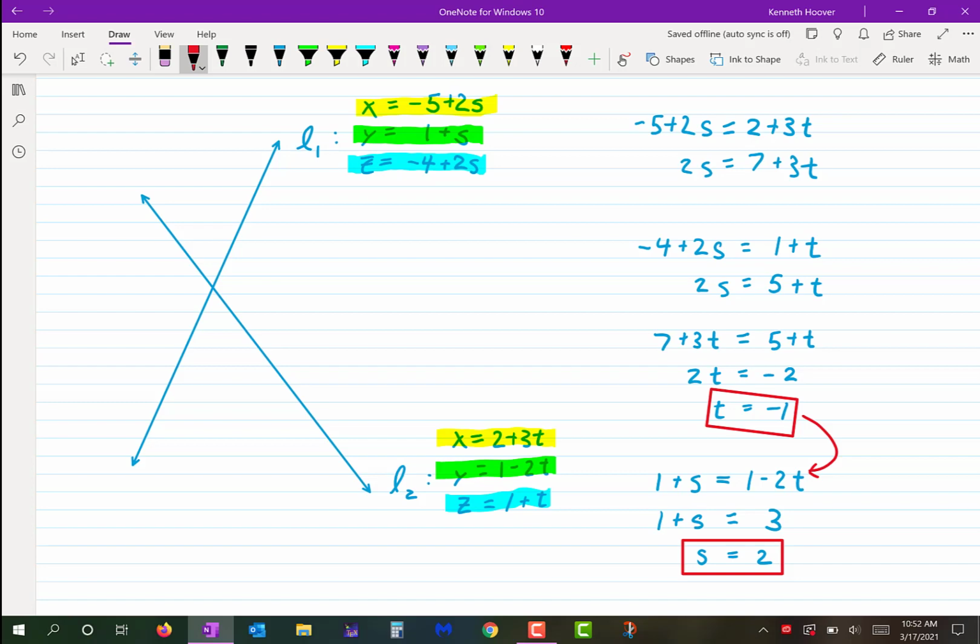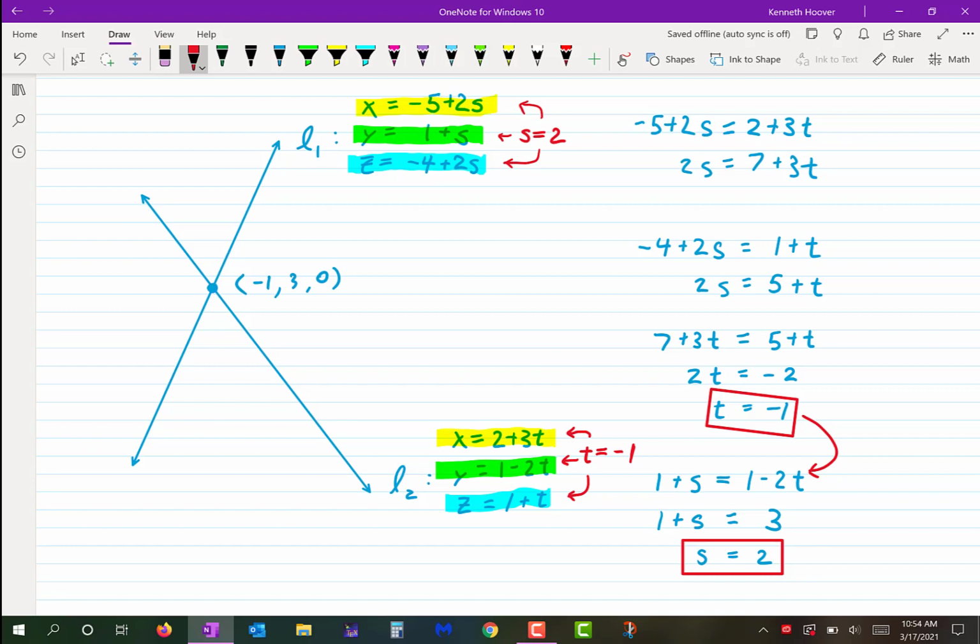So those two lines cross each other when s equals 2 on this line, and when t equals -1 on this line. Oops, not 1, -1. So what point would that put you at? Well, plug a 2 into these, and what do we get? x would be -1, y would be 3, and z would be 0. If you take a t and plug it into these three equations, you'll get the same thing, won't you? You'll get -1, 3, 0. So that's where the two lines intersect.